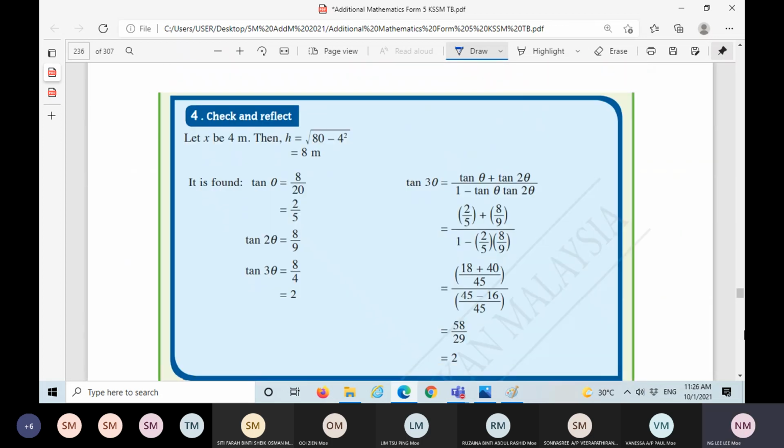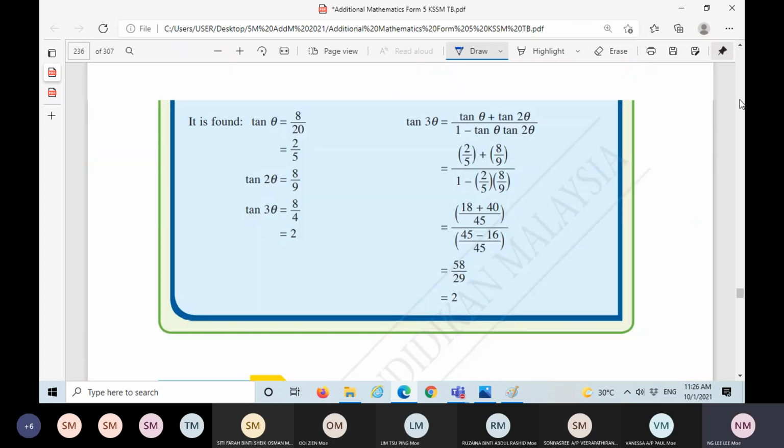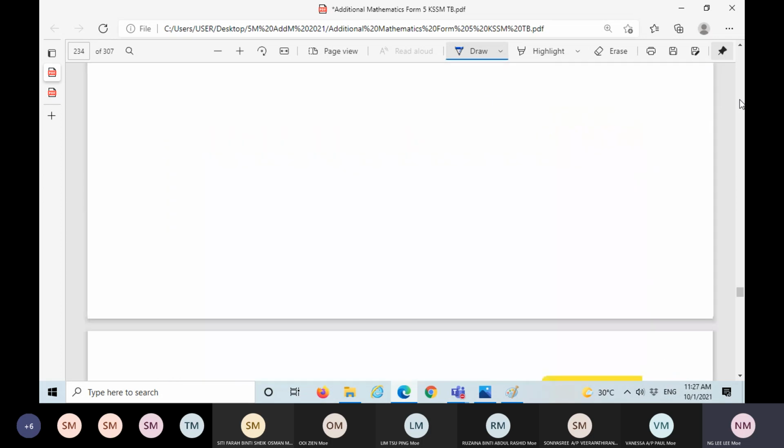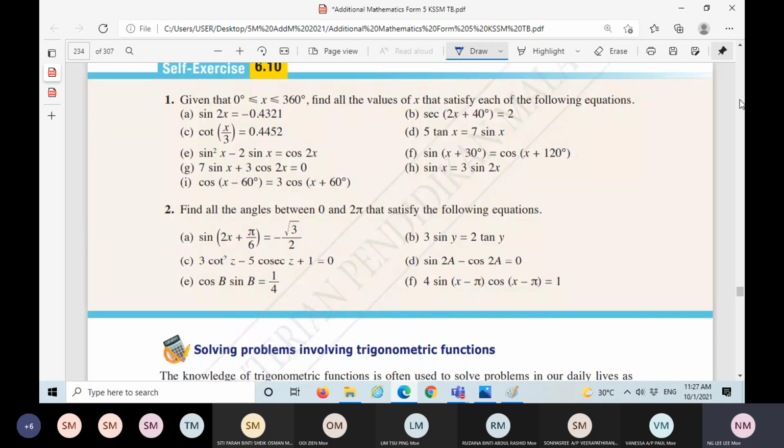That's all for this chapter. But I would like to revise a little bit for the previous subtopic, which is this one.